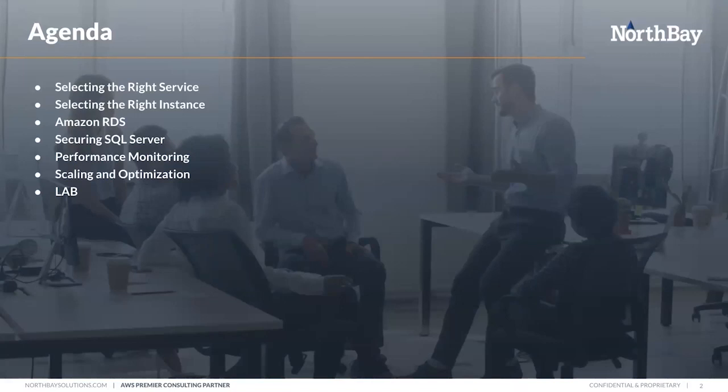Then we will talk about how to secure your SQL Server workload on AWS. What are some of the things you can do for monitoring the performance? And then we will talk about scaling and optimization. There are concepts like auto scaling and all. In traditional old days, we used to do vertical scaling, horizontal scaling, and we had to worry about all sorts of configuration and deployment and security. All those things are well taken care of when it comes to AWS.